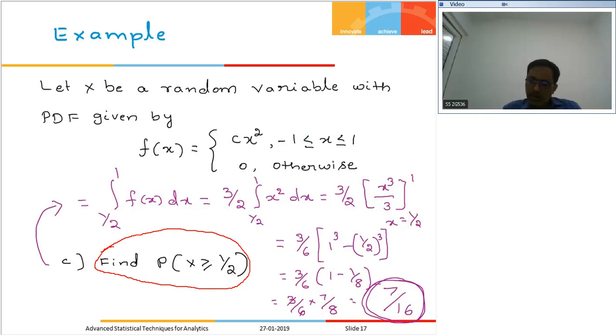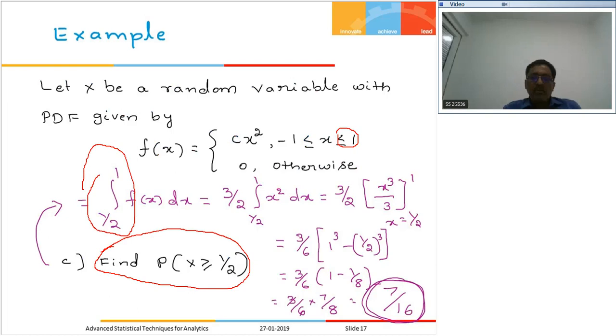That means the probability that x takes a value greater than or equal to 1 by 2. So if it is a continuous random variable, then we cannot add 1 plus 2 plus 3 like this. In case of continuous, what we have to do is go from 1 by 2 to the upper limit. Upper limit here is 1. So that is how we need to find the probabilities.